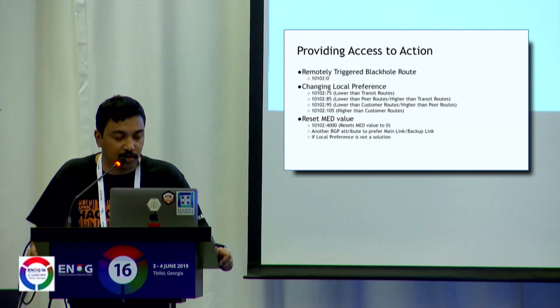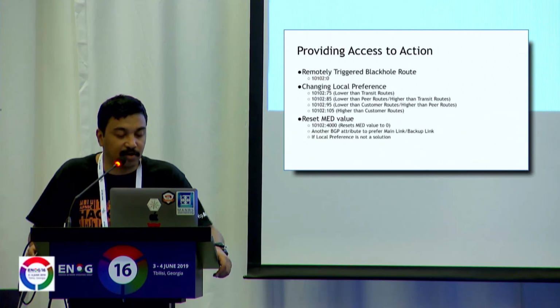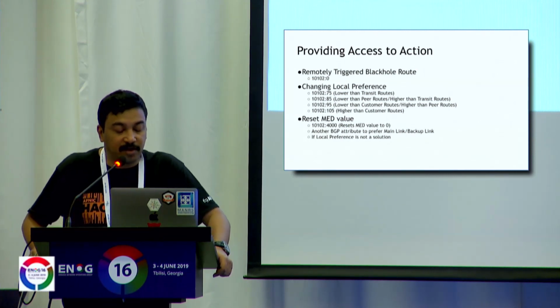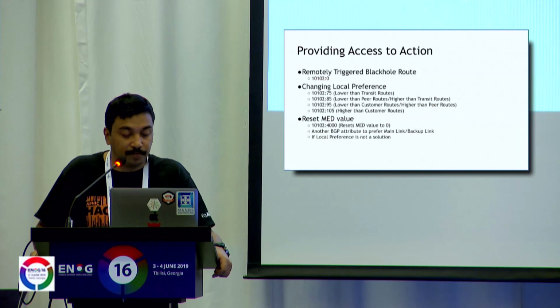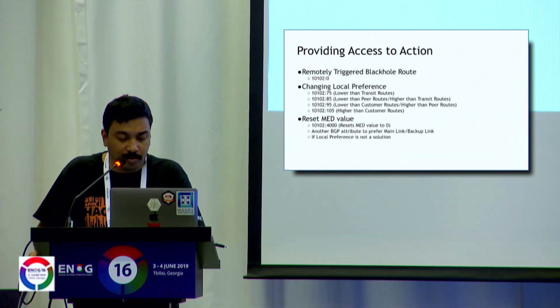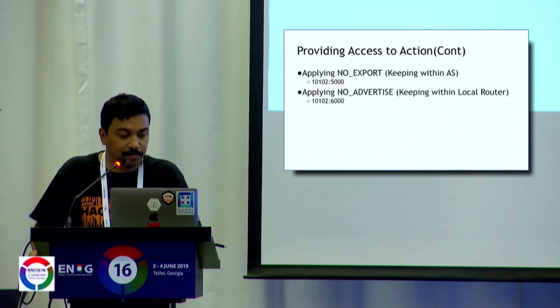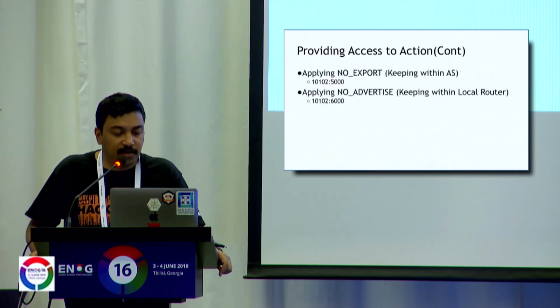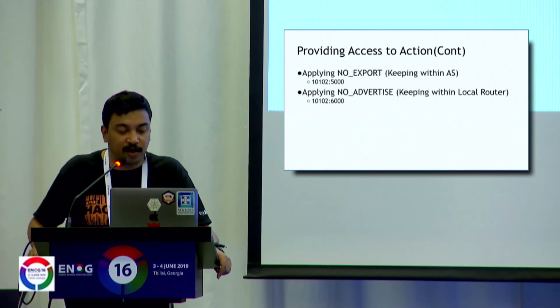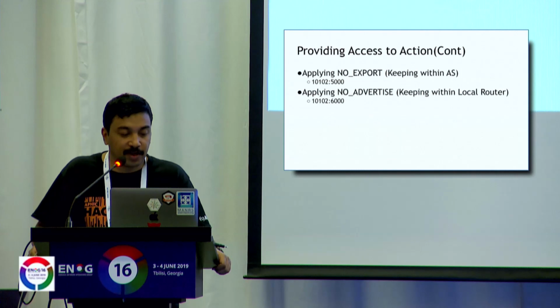Then you are using 10102:4000, which is allowing you to reset the MED or the multi-discriminator value towards 0. This can be only used when local preference is not a good solution for you. Besides that, you can have the standard no export values using a different numerical code, much easier to handle.